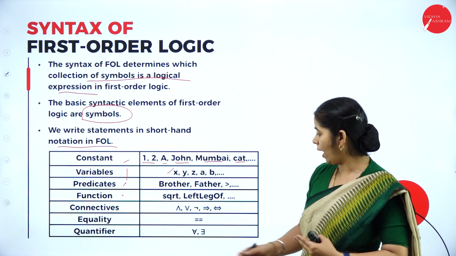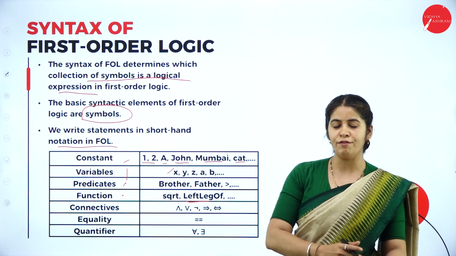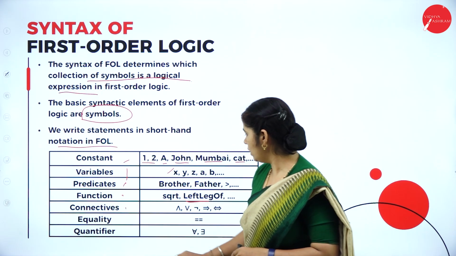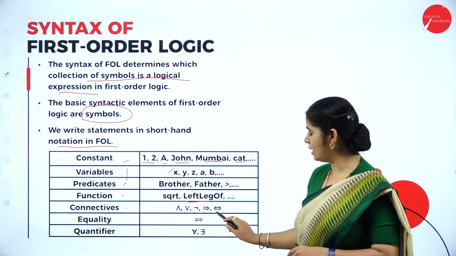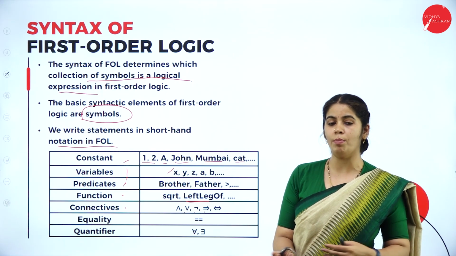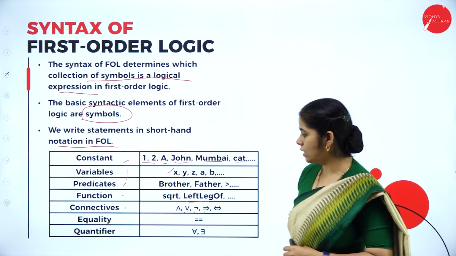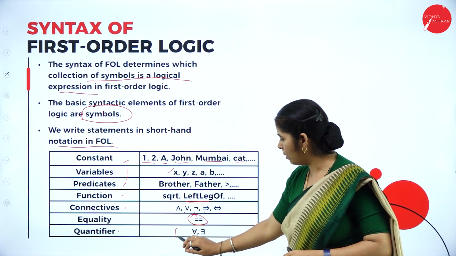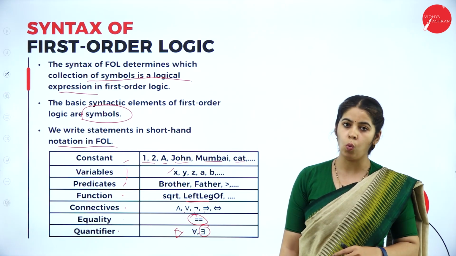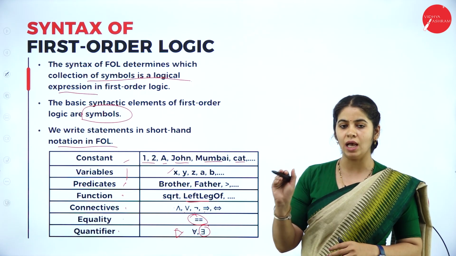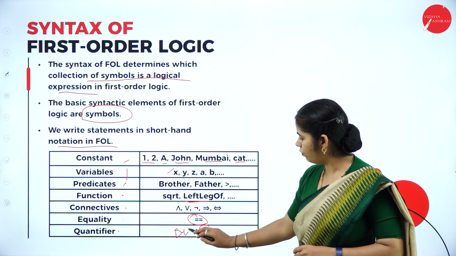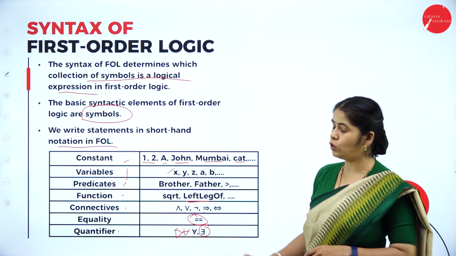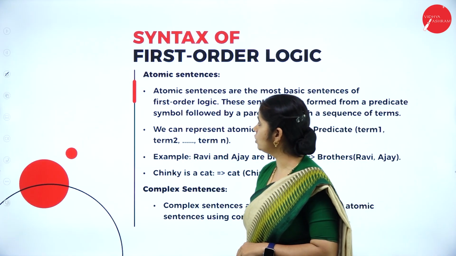Functions, like square root, left alignment, right alignment. These are all the functions we have. Connectives we have: and, or, not, implies, double implies. These are all the connections by which we go from one statement to the other statement. Equality, we have double equals, and quantifiers, for all and there exists one. In such cases we use these. If it belongs to all, we use this symbol. These are some of the symbols we use in first order predicate logic.